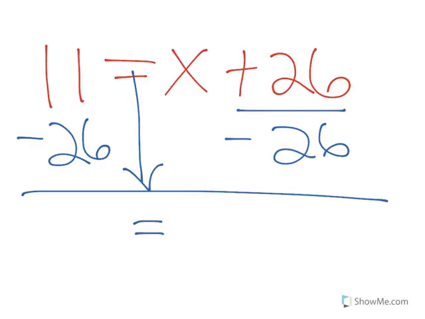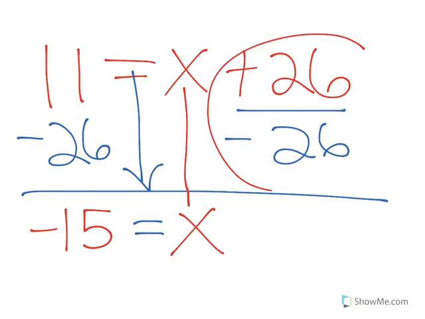All right, so 11 minus 26 is going to give me negative 15. And I didn't touch the x, so that comes down, and 26 and negative 26 gives me 0. So x equals negative 15. Go ahead and try C, D, E, and F on the front of your solving equations worksheet.